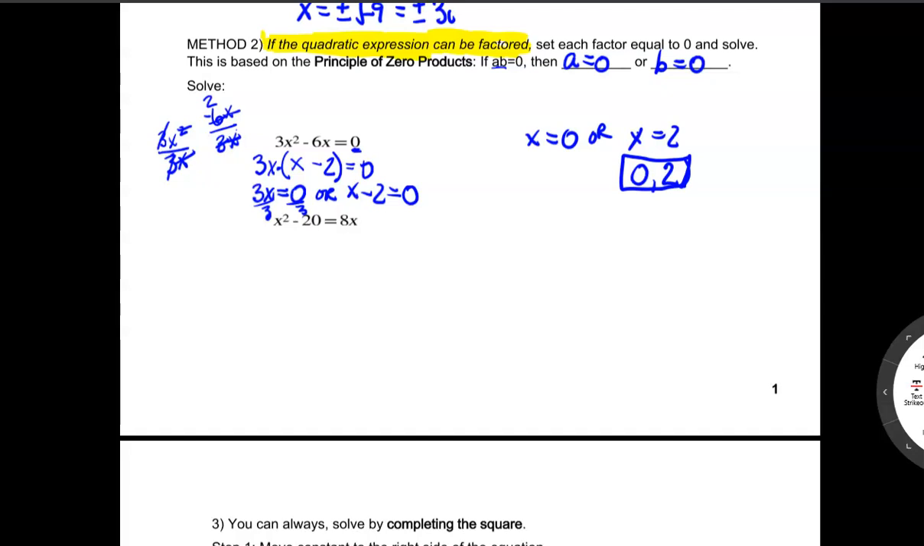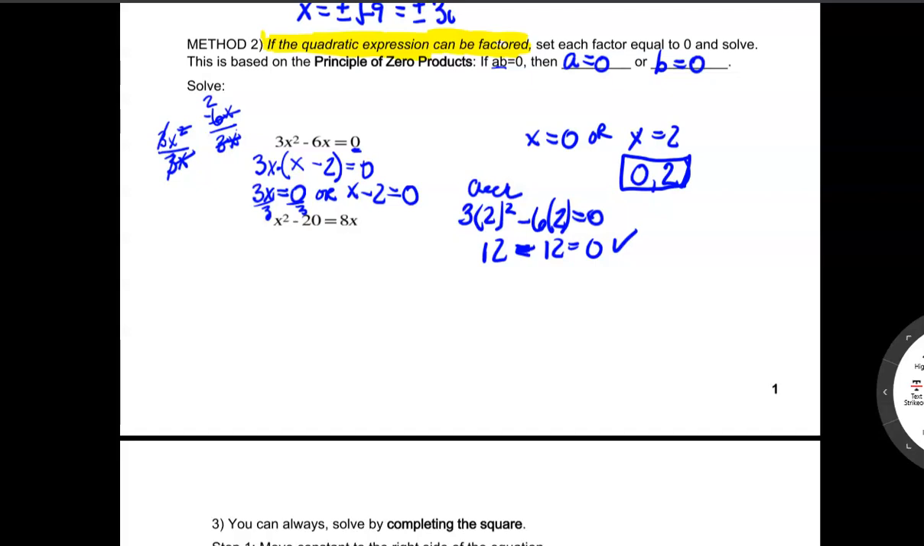Let's try the 2. This one I'm going to write out because it's not quite as easy to do in our heads. 3 times x squared minus 6 times x equals 0. So I just replaced the x with 2. 2 squared is 4, times 3 is 12. 6 times 2, that should just be a minus sign, is also 12. So 12 minus 12 is 0. So that tells us that the 2 is a correct answer.